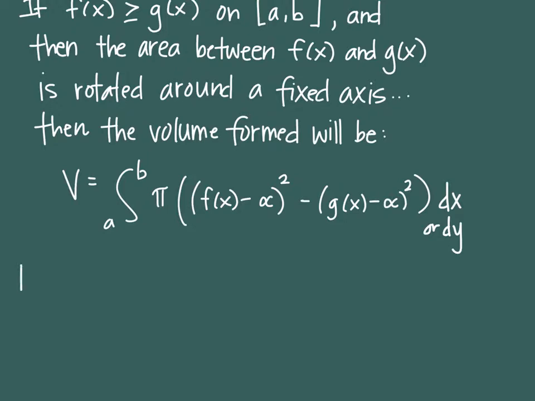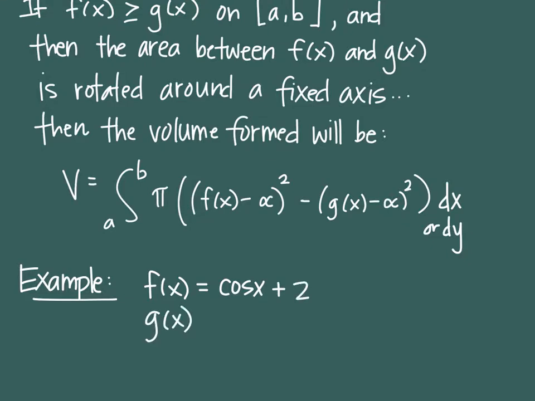All right. So let's do a sample. Let's create a two-dimensional planar object, and then let's rotate it. So let's say that f of x is cos x plus 2, and g of x is always beneath it, and it's 1. And we're going to be focused on the interval from -2 to 2, and we're going to go around the line y equals -1.